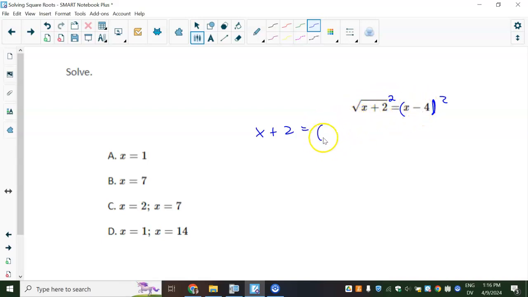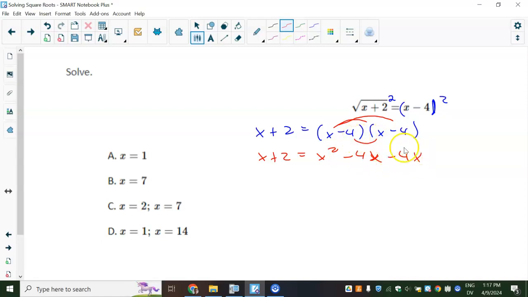Because the root and the square cancel out, which is kind of what we want. Unfortunately, on the other side, we've got x minus 4 times x minus 4 again. That's what this square means. So now we got a FOIL, and this problem gets quite a bit more complex. If we FOIL that right-hand side, x times x, negative 4 times x, negative 4 times x again, and then negative 4 times negative 4 is a positive 16. And we can combine some like terms there to give us minus 8x.